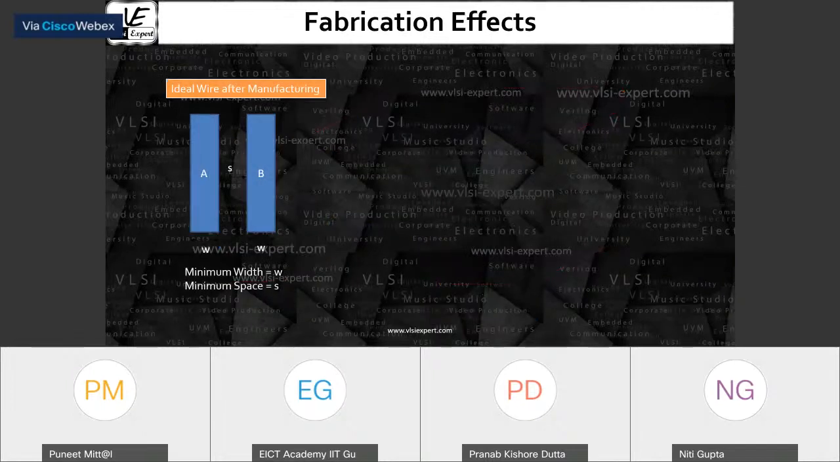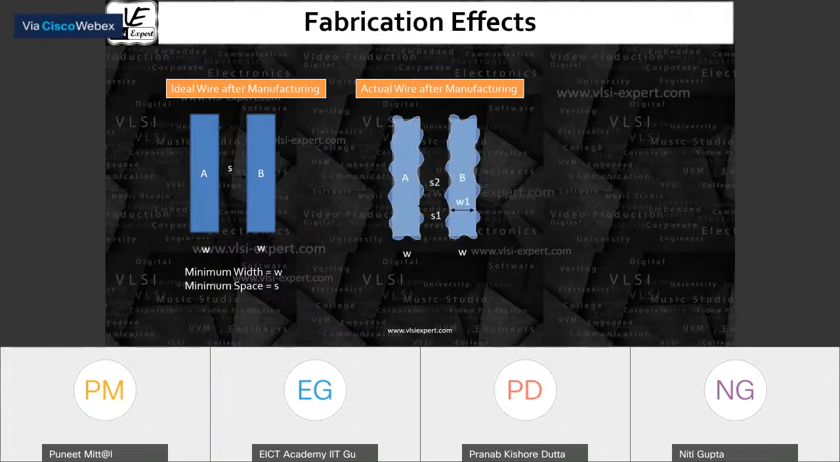Another thing is from the fabrication point of view. So when the fabrication usually happens, ideally, if you are thinking like, okay, there are two metals, this is the space, this is the width of those metal wires. But after fabrication, we will get some structure like this.